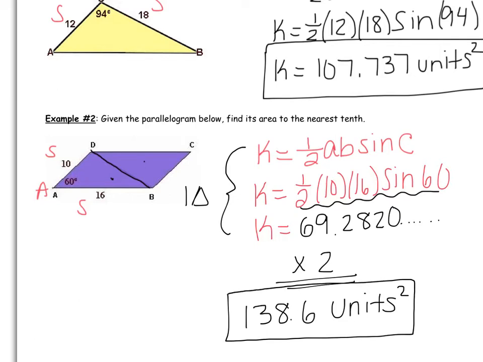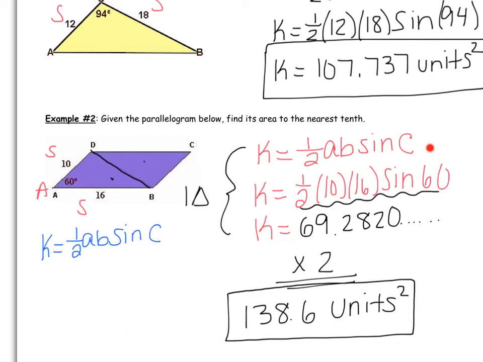Okay, is there a shortcut? Is there a formula that I could use for a parallelogram instead of finding the area of one triangle and then multiplying it by 2? Well, let's examine the area formula for a triangle. And what am I going to do with this triangle formula to find a parallelogram?